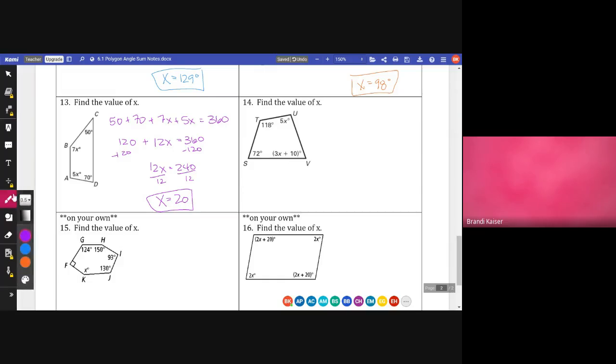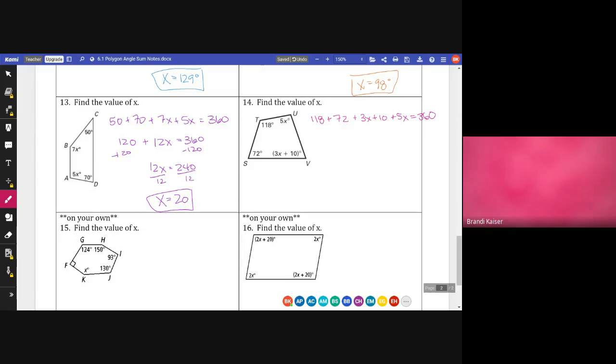All right, and the last example that we're going to do together, we're going to take a look at 14. Another four-sided shape, meaning the total is 360. If I combine these angles together, I would have 118 plus 72 plus, keep in mind, 3x plus 10 is a whole angle. You need to put both terms down, 3x plus 10. You don't have to put the parentheses, though, because we're adding all these angles together. And then we add on the 5x and set that equal to 360.